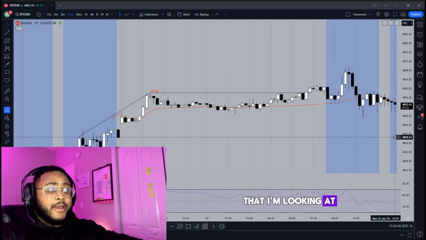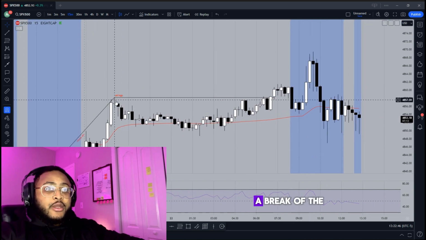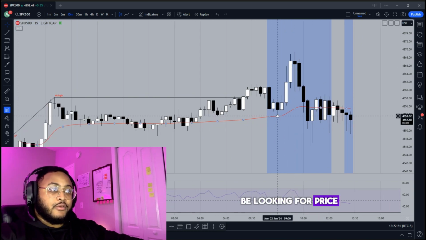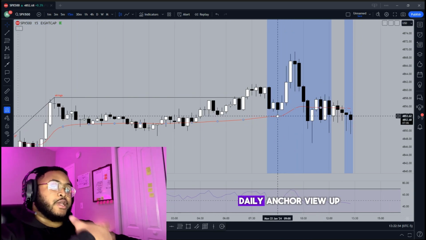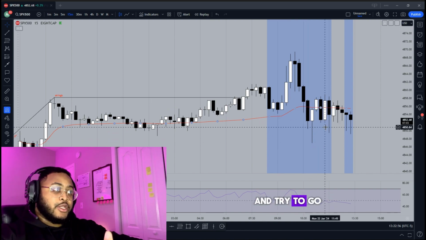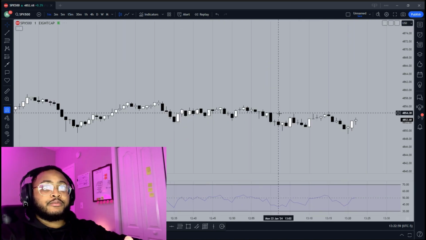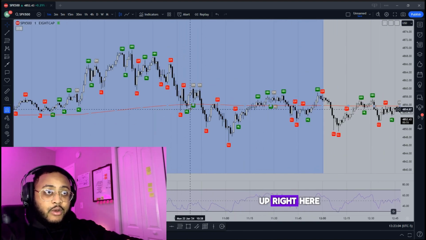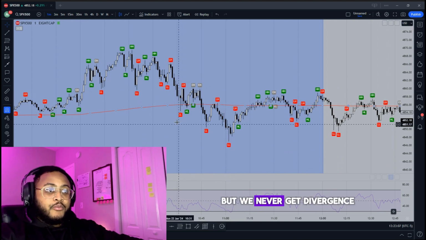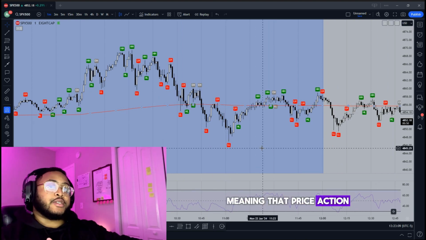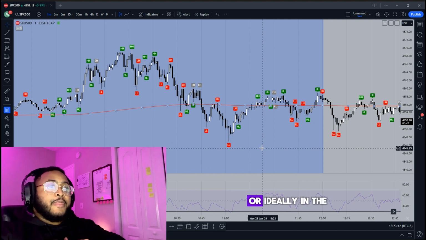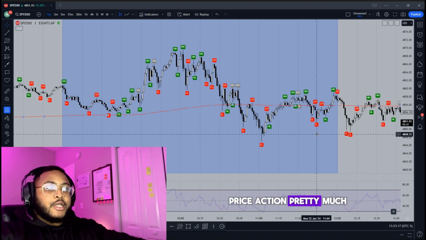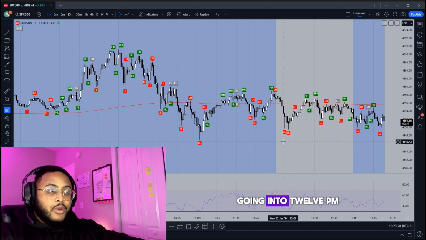The next thing that I'm looking at is that we get a break of the Asian range. We break that range going higher. So then initially I'd be looking for price to retrace back down to the daily anchor VWAP, this red line, and trying to go down on a 1 minute for an entry. Now, price hits the daily anchor VWAP right here if you follow my cursor, but we never get divergence, meaning that price action could divert in a different way, or ideally in the way of my bias, but we don't get that. Price action pretty much starts to just range going into 12 p.m.